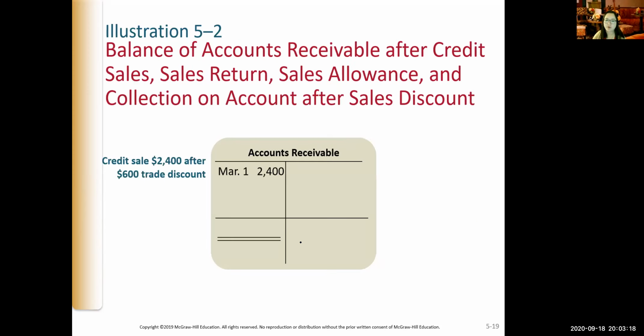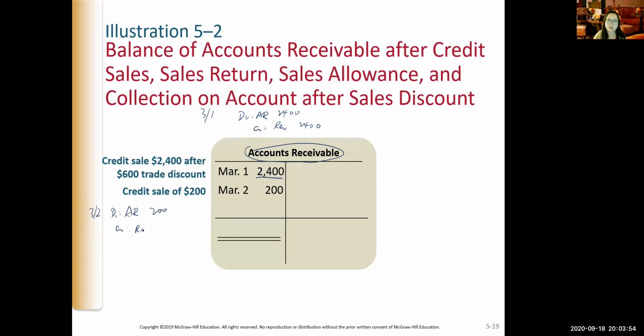At the beginning, you get the trade discount of 600, so 2,400 is your surgery revenue. You conduct the surgery and you get surgery revenue, so you debit accounts receivable, and credit revenue for 2,400. That's March 1st. And on March 2nd, you sell a pair of glasses to the same person. You get accounts receivable for 200 and credit revenue for 200.